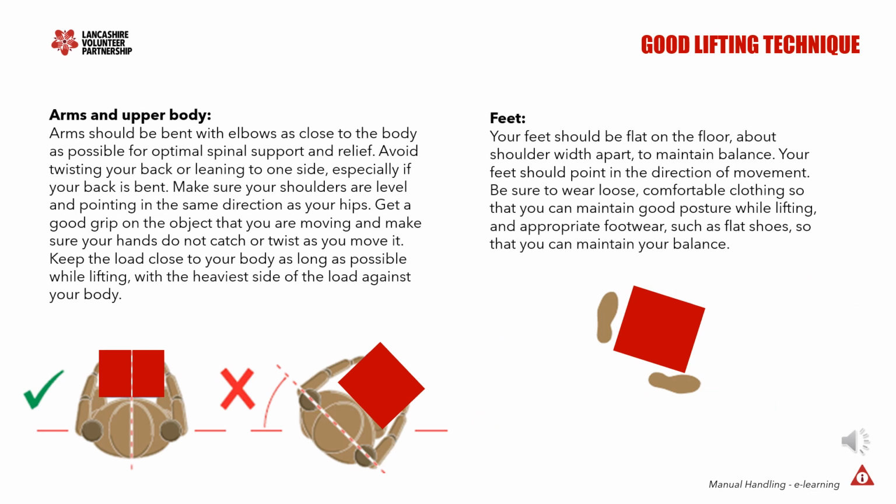Good lifting technique. Arms and upper body. Arms should be bent with elbows as close to the body as possible for optimal spinal support and relief. Avoid twisting your back or leaning to one side, especially if your back is bent. Make sure your shoulders are level and pointing in the same direction as your hips. Get a good grip on the object that you are moving and make sure your hands do not catch or twist as you move it.